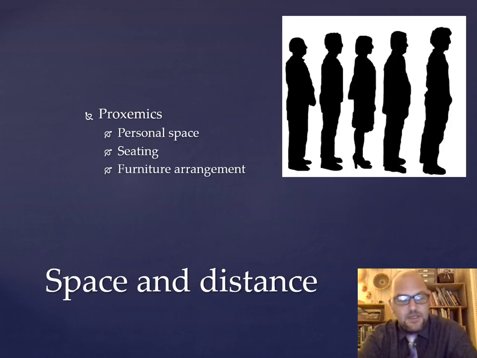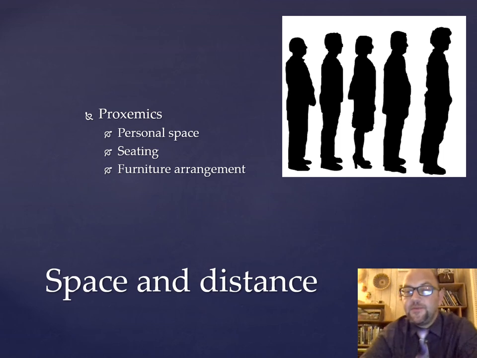One that I mentioned just a second ago that's really important is proxemics, which is about space and distance, right? We're big on personal space. Everybody is, but in various different ways. Like I said before, for Americans standing in line, we like about 24 inches, right? Other cultures are much, much closer.